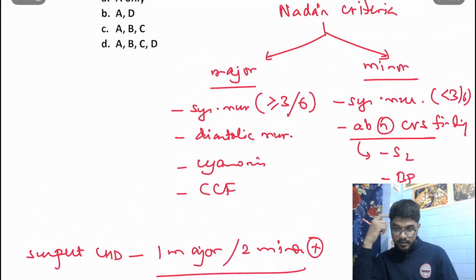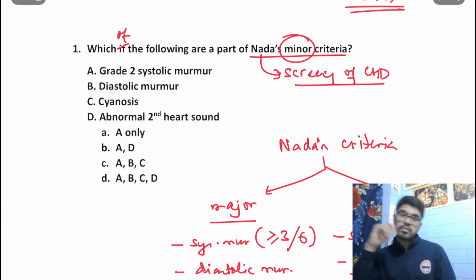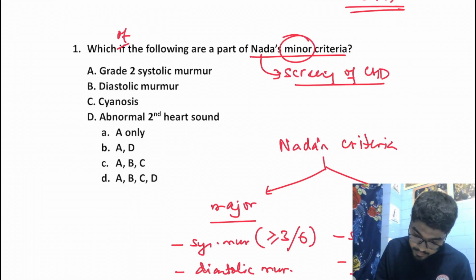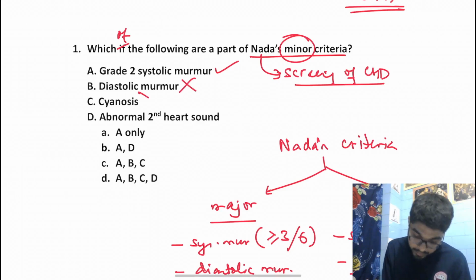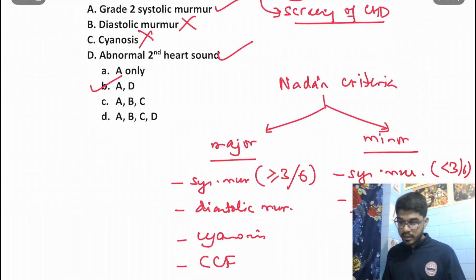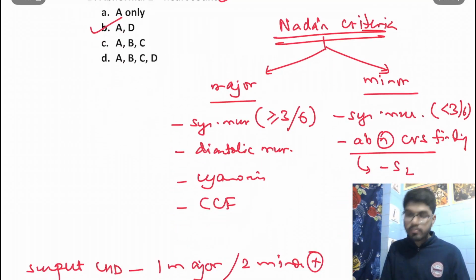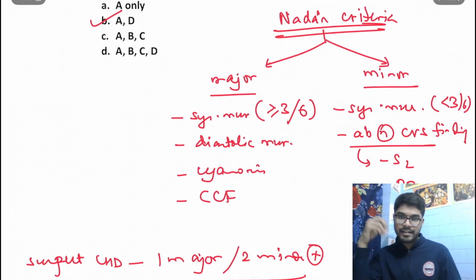Okay. Now the question says which of the following are a part of the minor criteria? Grade 2 systolic murmur, yes, less than 3. This is minor criteria. Diastolic murmur, any grade would be major. Cyanosis would be major. Abnormal second heart sound would be minor. So our answer over here would be option B, A and D. So this NADA's criteria is quite important, especially from the INI point of view. This question has been repeated 2-3 times in INI.